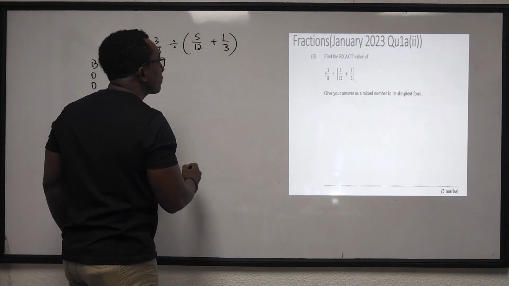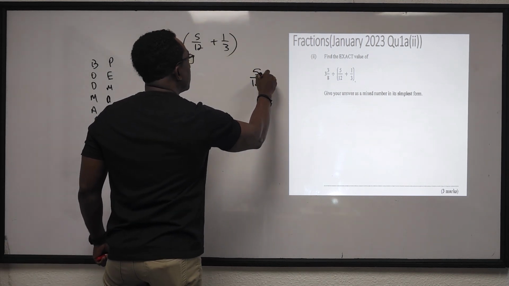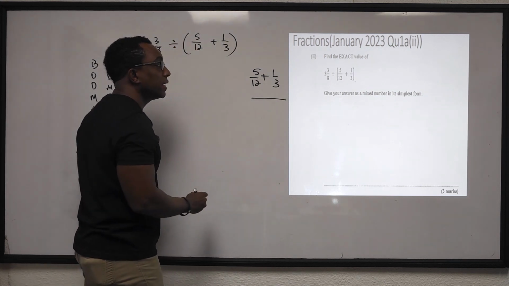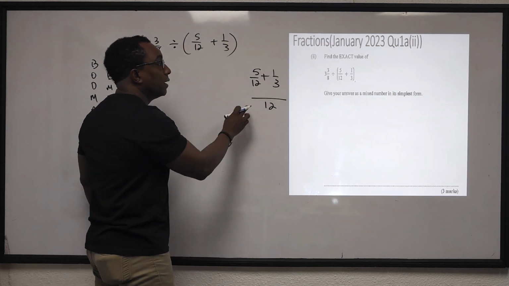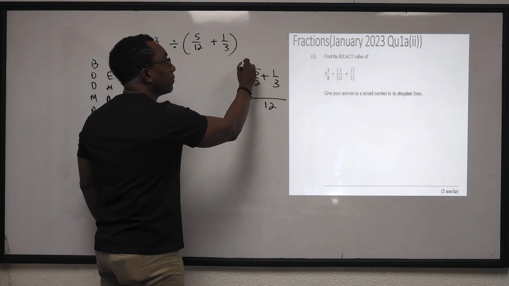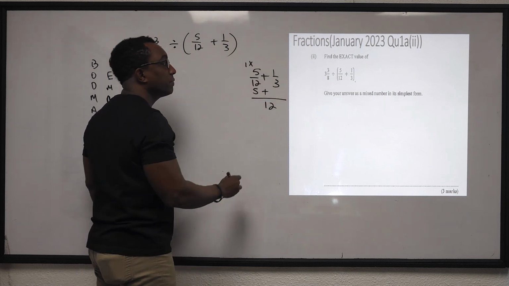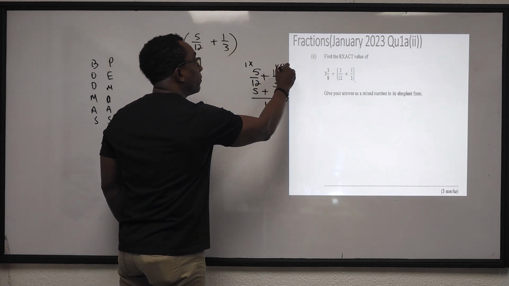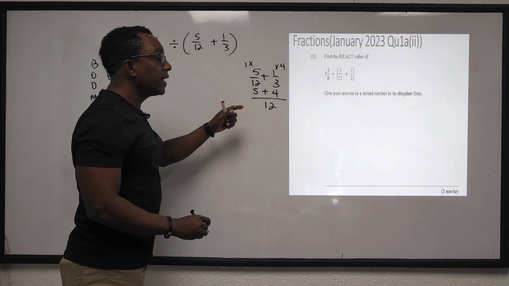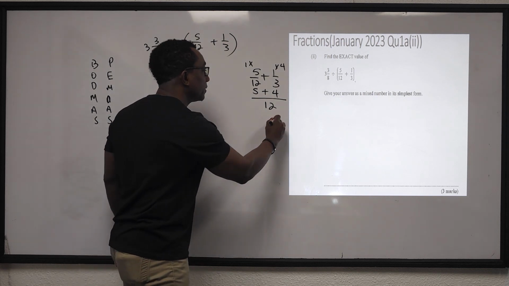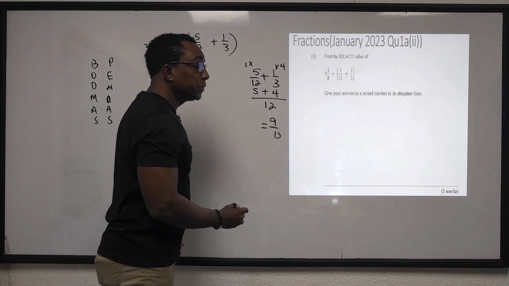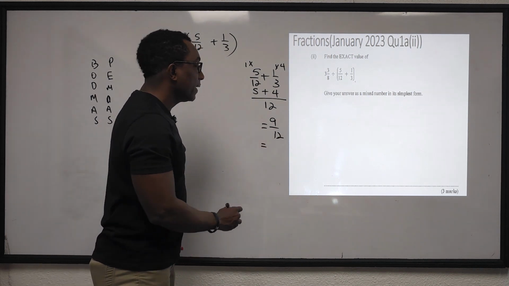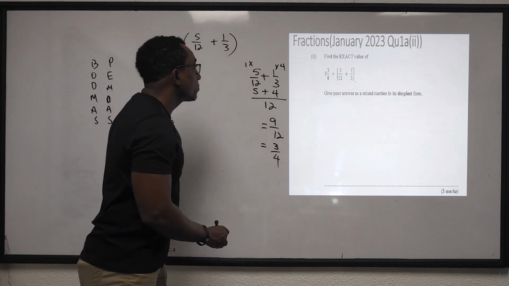So this will be 5 over 12 plus a third. If we're adding fractions, the first thing we do is find the LCM. The LCM is 12. So 12 into 12 is 1, 1 by 5 gives us 5, plus 3 into 12 will be 4, 1 by 4 will give us 4. And we know 5 plus 4 will give us 9 all over 12, which we can simplify. 3 can go into 9, 3, and 3 can go into 12, 4.